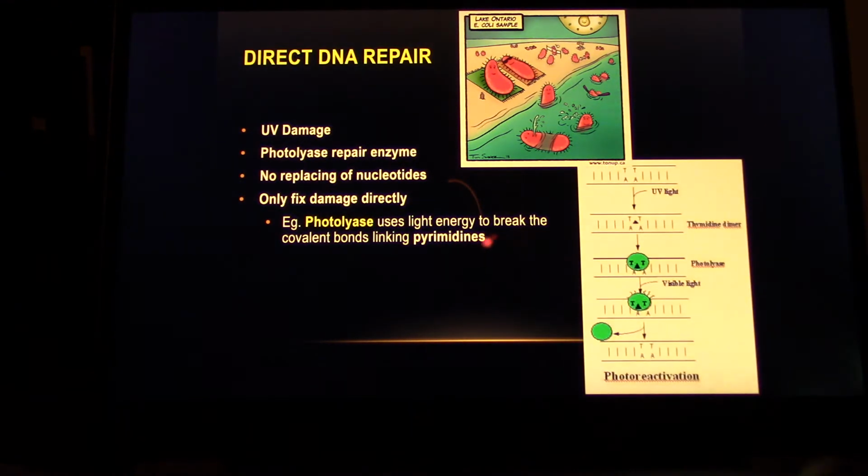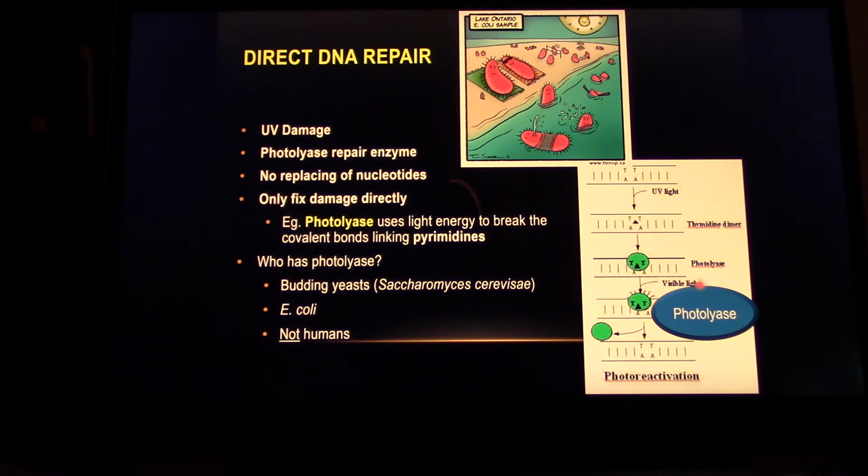So this is a little diagram of that. Here are your pyrimidines, TT. The dimer is symbolized by this little triangle in between. We get a thymine dimer, and then we have photolyase come along, shown in green, but I decided to also do it in blue. Photolyase is going to use visible light to physically break that covalent bond between those thymines, and then it leaves. So who has photolyase? Budding yeast, Saccharomyces cerevisiae, bacteria such as Escherichia coli, but not us humans.